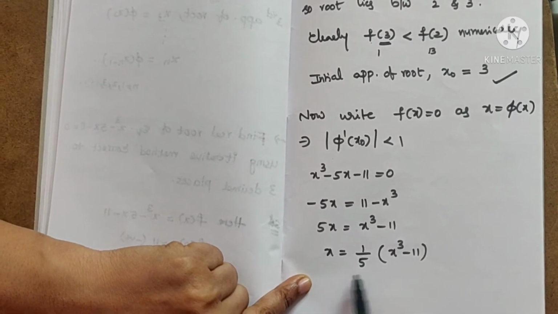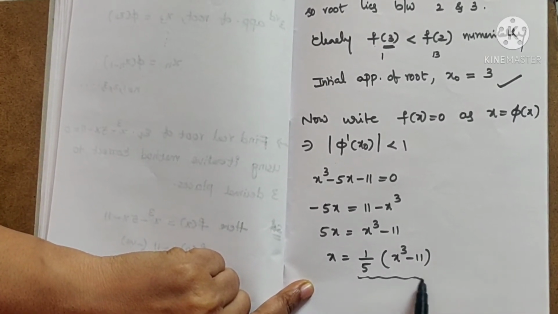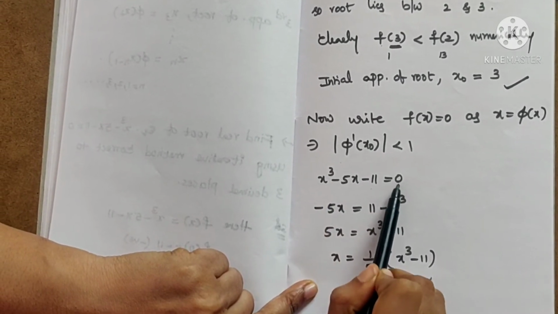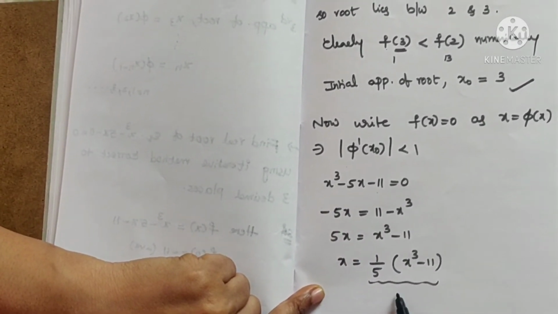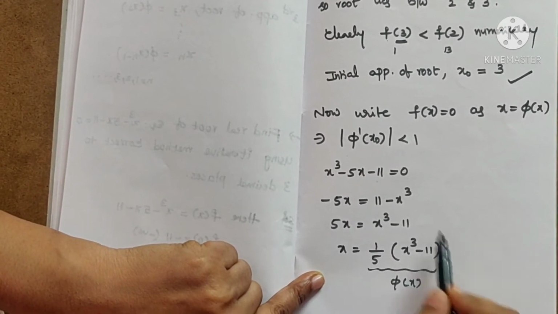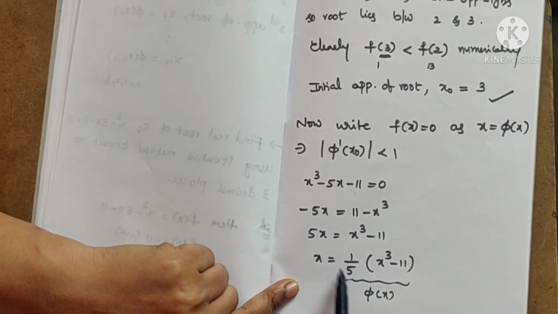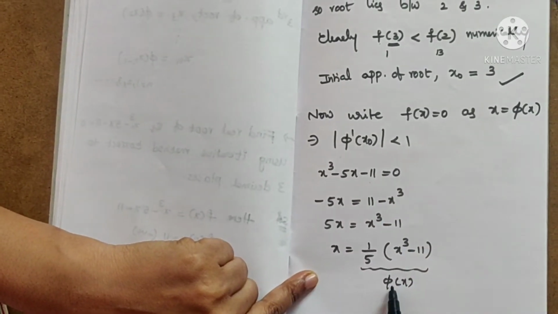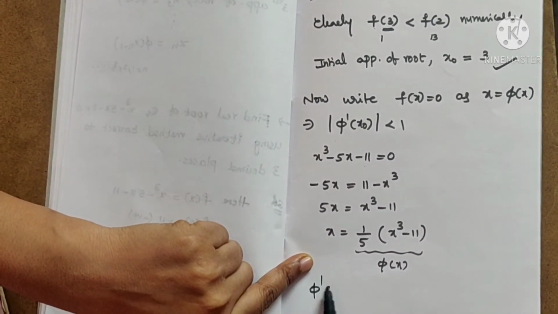Now you write f of x equal to 0 as x equal to phi of x. This is phi of x. But this phi of x should satisfy this condition. That means for phi of x, now find phi dash of x.